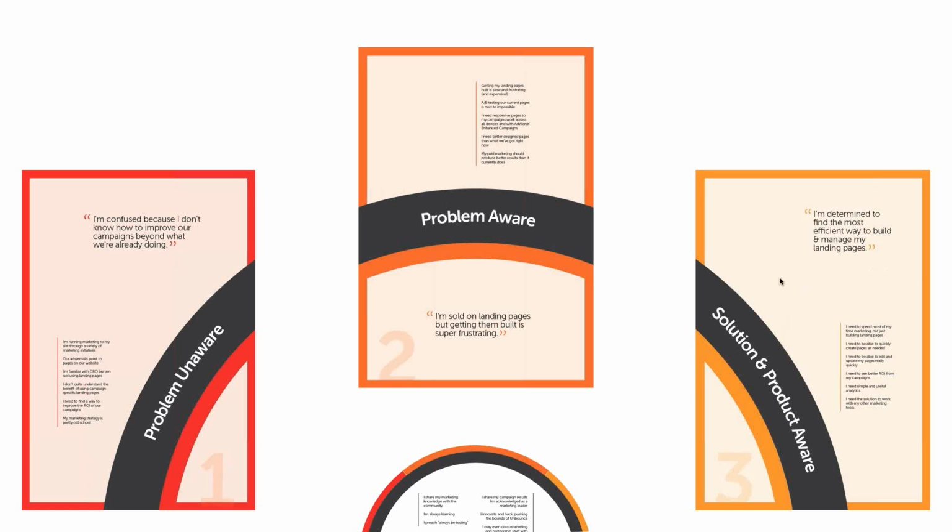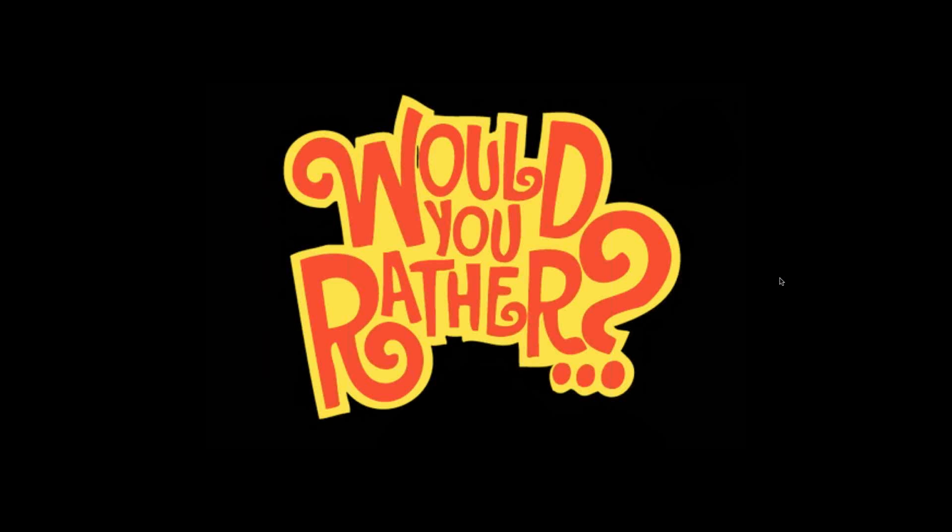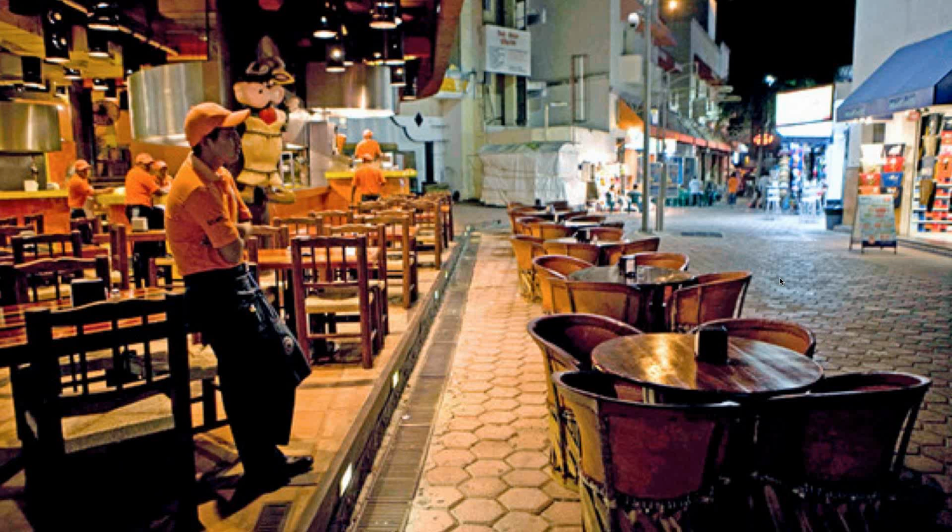All right, so we've got two more of these to go through in just a couple of minutes here. Social proof is the fourth one. And as a quick little game here, I'm just going to ask, would you rather? So there are two options here. Number one, would you rather eat at this restaurant?